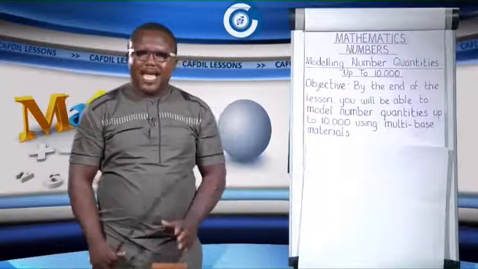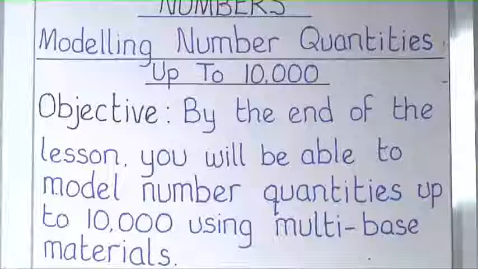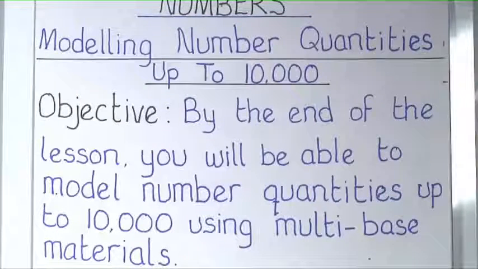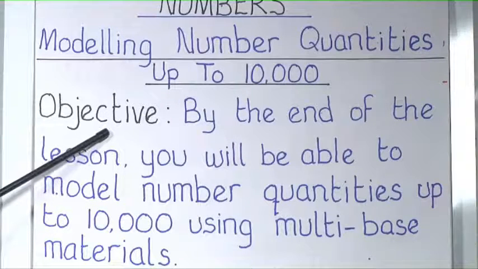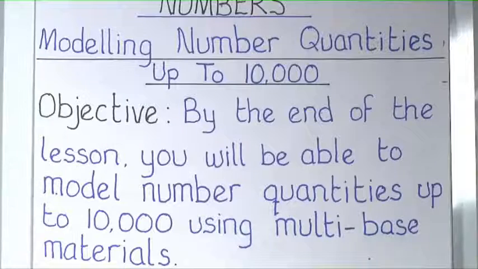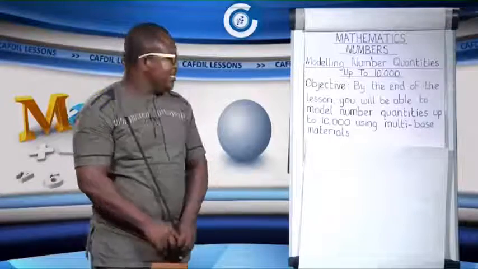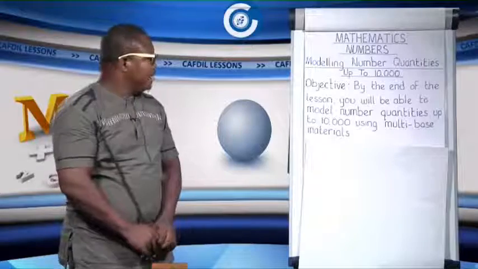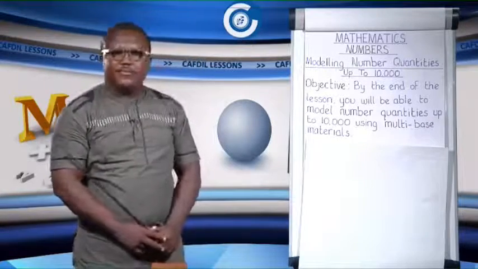Learners, our objective for this lesson: by the end of the lesson, you will be able to model number quantity up to 10,000 using multi-base material. I say it again. By the end of the lesson, you will be able to model number quantity up to 10,000 using multi-base materials.